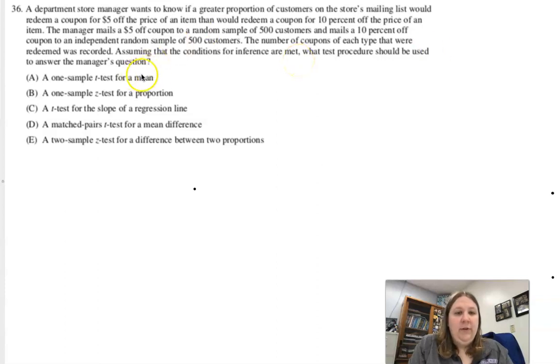So we don't want anything for a mean. We don't want one sample because we have those two populations for each of the two coupons. This is not a slope. We're not doing any before or after or anything like that. So the only option that fits here is E, the two sample for proportions.